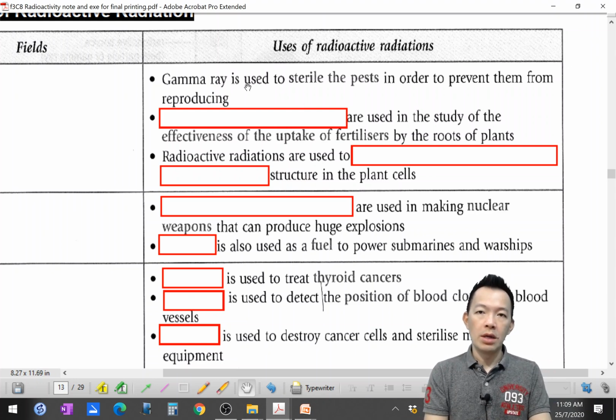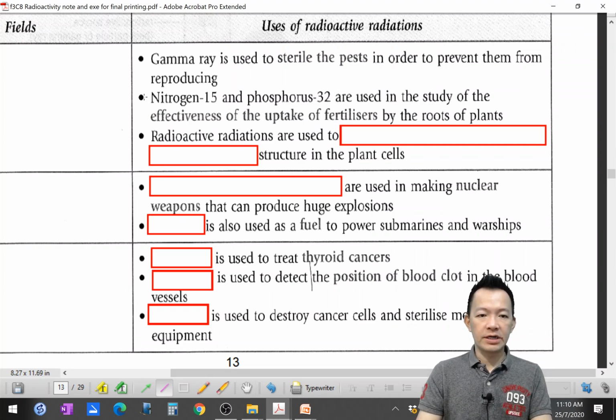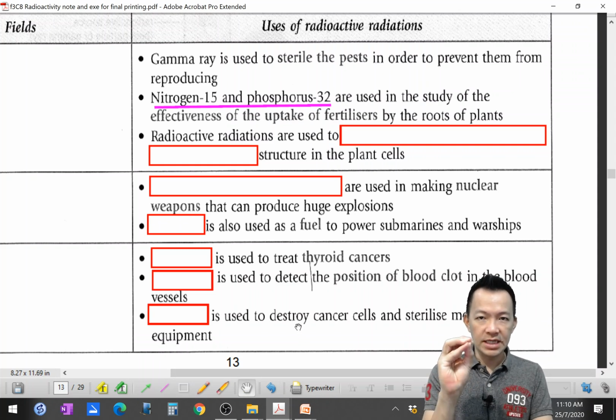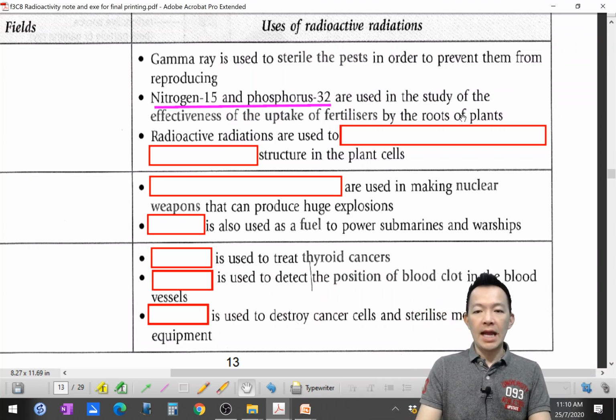Do not let them multiply. But this method, temporarily, I think is not available in Malaysia because I never heard about this method. But it does exist, okay? So gamma makes the little animals, the pests, sterile. Poor things. Number two, it is used in the study of the effectiveness of the uptake of fertilizer by the root of the plants. Any example? What is it? You copy first, and maybe you do not understand yet, okay? Like nitrogen 15 and phosphorus 32, you have to memorize them, maybe you will use them. Nitrogen 15 and phosphorus 32, both of them are radioisotopes, they are radioactive.